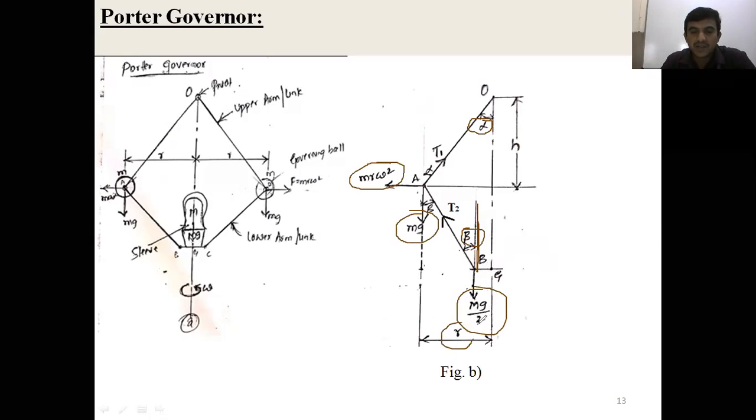Now r is the radius of rotation of the governor ball. As you know, this angle is alpha. If you draw a vertical line from point A, this angle is also alpha. What type of angle is it? Alternate angle, right? And this is beta, which means this is also beta. Again, this is also an alternate angle. It is a Z shape.